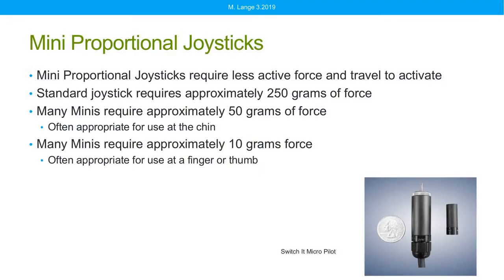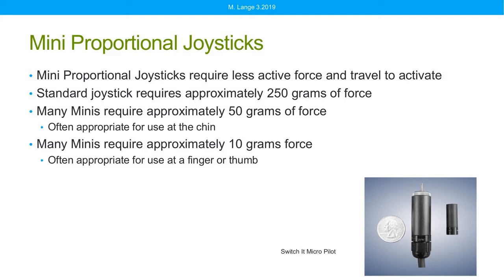Mini proportional joysticks are one of the primary proportional alternative driving methods that we have. Mini joysticks require less active force and travel in order to activate them and thus move the chair. So a standard joystick takes about 250 grams of force. That doesn't mean very much to my brain, but in comparison to that, there are many of these mini proportional joysticks that require about 50 grams of force, and another category of mini proportionals that require about 10 grams of force.